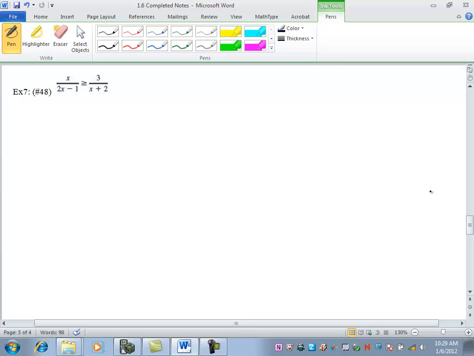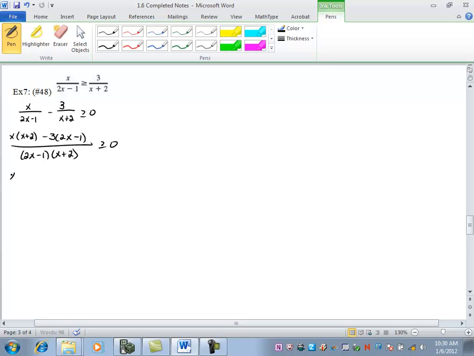Now we take a look at example 7, which is problem 48 from our problem set here. We need again one side set equal to 0. x over 2x minus 1 minus 3 over x plus 2 greater than or equal to 0. This is x times x plus 2 minus 3 times 2x minus 1 over 2x minus 1 times x plus 2, and this is greater than or equal to 0.